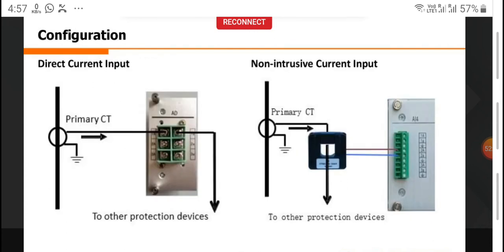All right. Now, this is how the inputs are taken into the system. As you can see in the first one, on the left, you have direct current input. Here we directly take input from the CTs, that is our field CTs, primary equipment, into our module, and then that terminal can go to other protective devices. But not too many people are keen to offer or go with this. So we suggest a non-intrusive current solution.